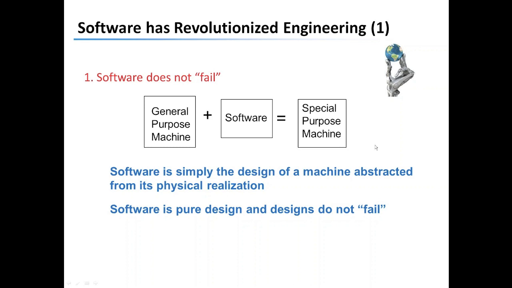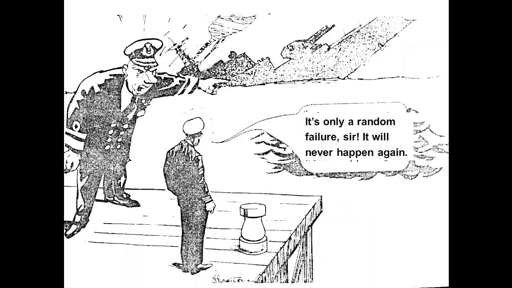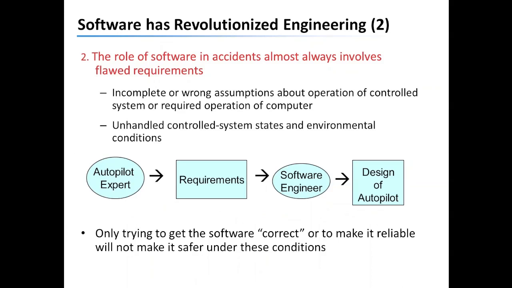Now, people misuse the word failure, and you can use your word any way you want, but the problem is the old techniques don't use it in the way that software misbehaves. So it's only a random failure, so it'll never happen again. Software doesn't have random failures like the old techniques, the old hardware components do.